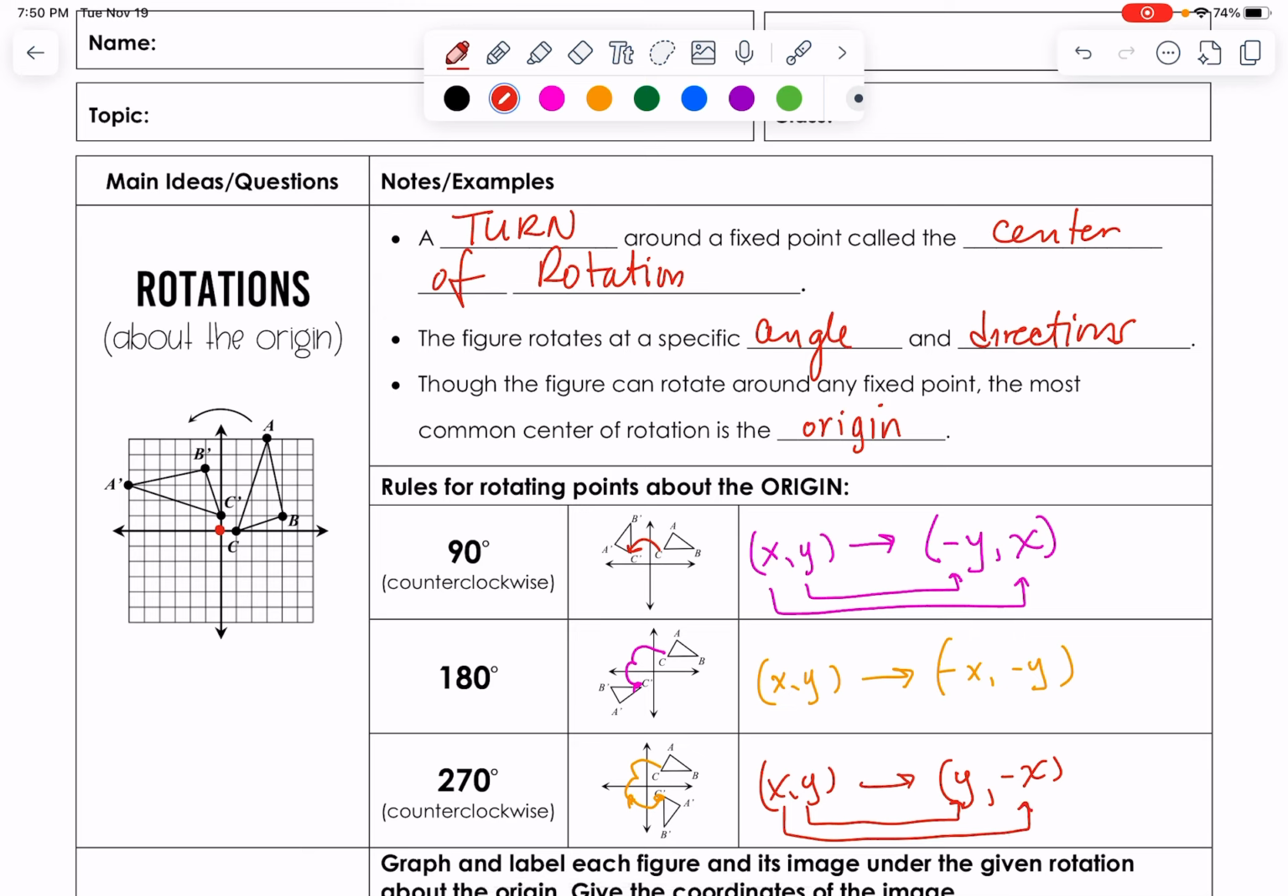So look at the pattern. When I rotate 180 degrees, I just change the signs of both my coordinates. When I rotate 90 degrees, I flip the coordinates. They were x and y, so y becomes the x, and x becomes the y. Remember that these represent numbers, and then I change the sign. And down here, x and y switch positions, and we change the sign of the x.